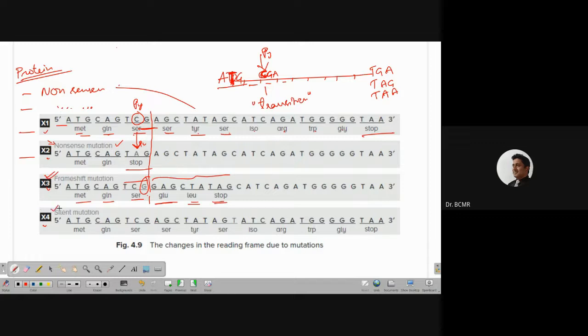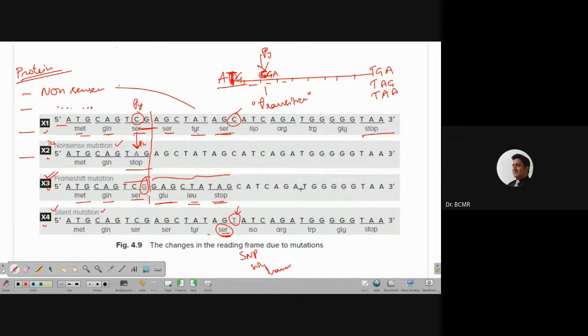And then we have silent mutation. Where is the change? It's here, right? AGC codes for serine, and there is a change. It is a single nucleotide polymorphism. It is substitution, and it is transition, right? Because cytosine is substituted with thymine, and still the information has not changed. It is still coding for serine. So those are silent mutations.